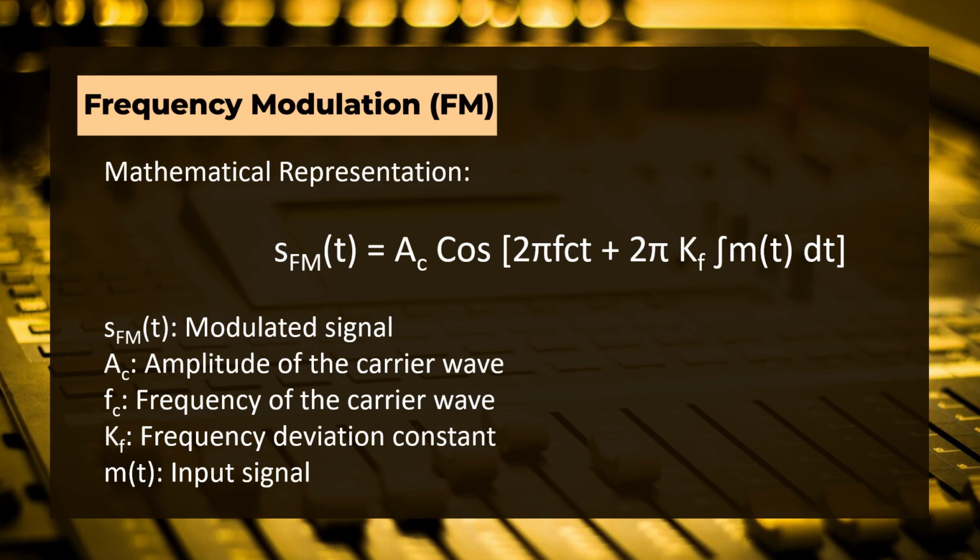Here, s(t) is the modulated signal, Ac is the amplitude of the carrier wave, fc is the frequency of the unmodulated carrier wave, kf is the frequency deviation constant, and m(t) is the message or input signal. This equation shows that the frequency of the carrier wave is varied by the term 2π kf ∫ m(t) dt, which represents the frequency modulation part.